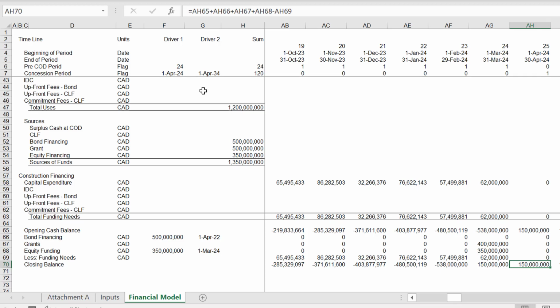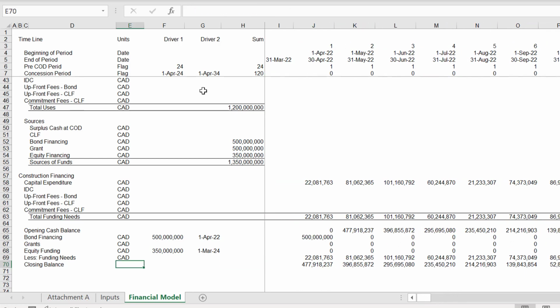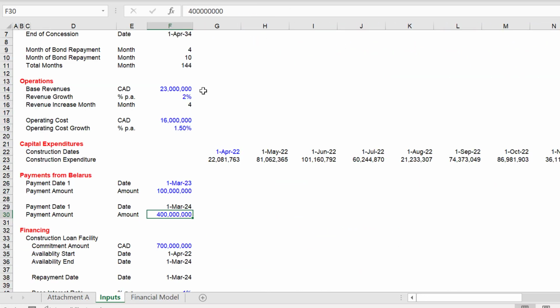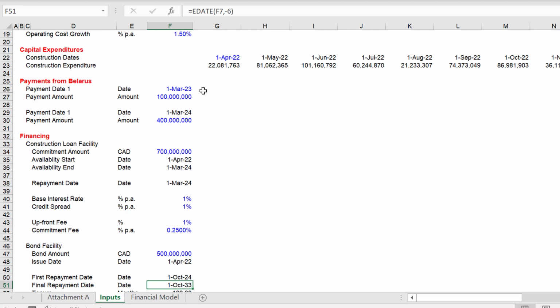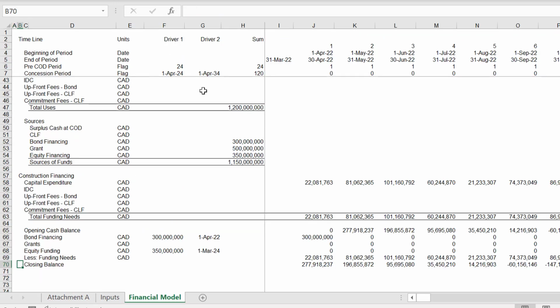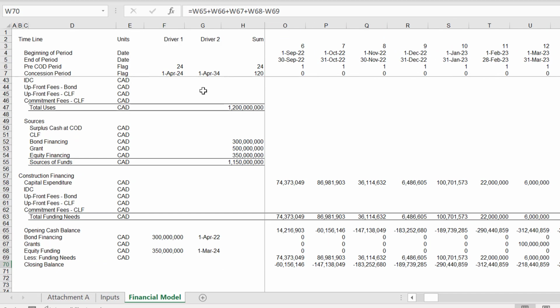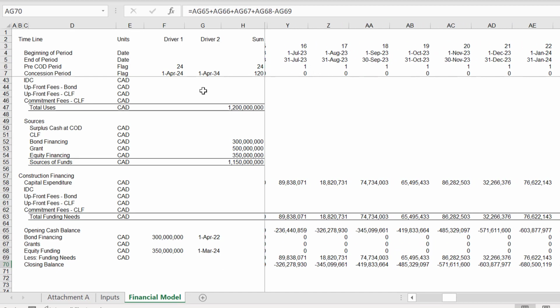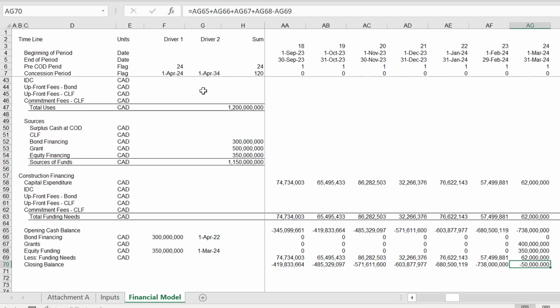So let's just do a little bit of an experiment. If the bonds, instead of being 500,000, let's make them 300,000. Okay. Now, I'm kind of stunned that anybody would make a case like this. And now we have too little.